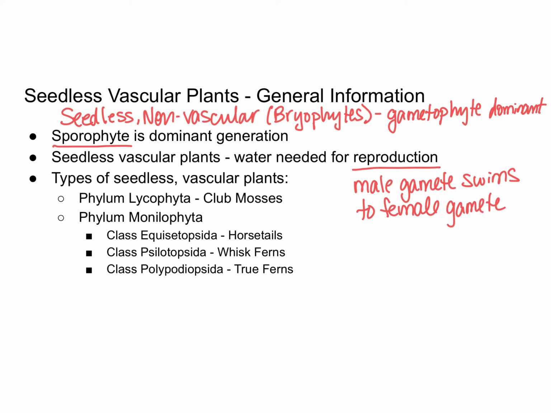And you can see that the seedless vascular plants are represented in a couple of different phyla and classes. So there's phylum Lycophyta, which are the club mosses, and then there's phylum Monolophyta, which includes the horsetails, whisk ferns, and true ferns, and we'll talk about each of these in more detail on the following slides.